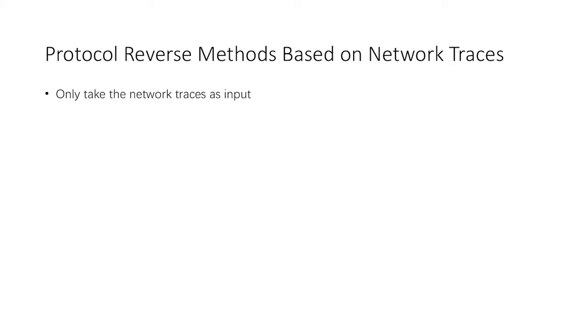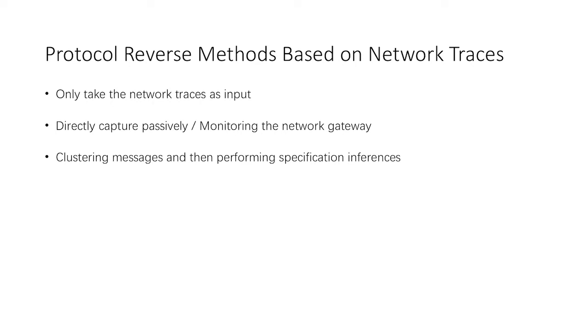The methods based on network traces only take the network traces of the target protocol as input, and the obtaining of network traces is more straightforward. When the binary programs are not available, we can collect the network traces by passively monitoring the network gateway through port mirroring switches. The basic inference framework of these methods is first clustering messages based on their group characteristics and then performing specification inference within each cluster.